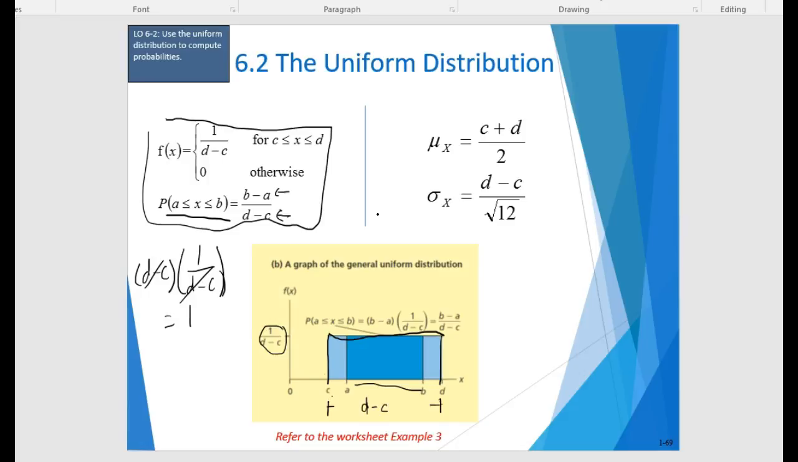And then we just have, I guess, standardized formulas for the mean of x, which is c plus d over 2, and the standard deviation of x, which is d minus c over the square root of 12, always. Okay, so let's see how to use this. So go ahead and turn to your worksheet.